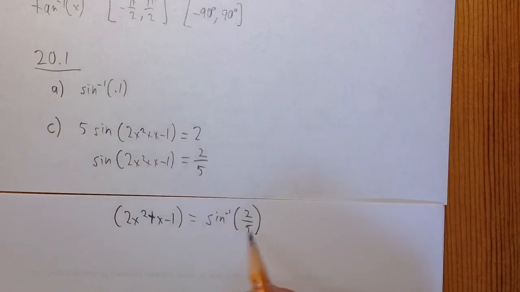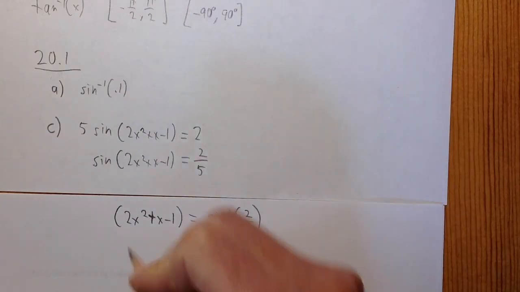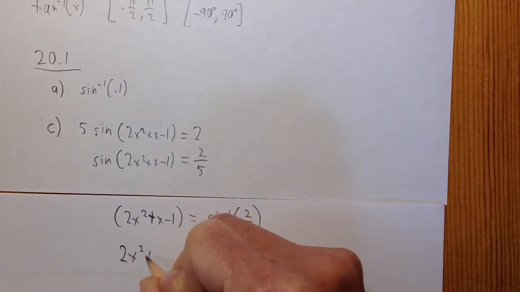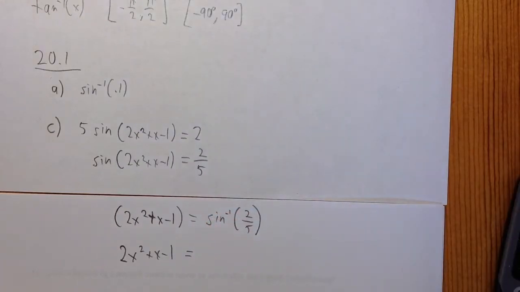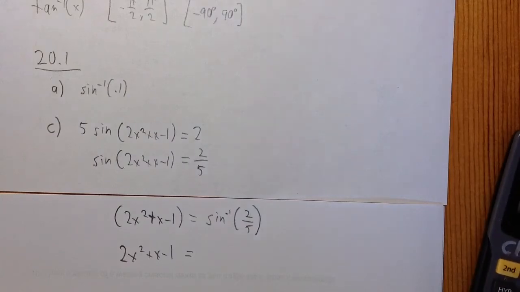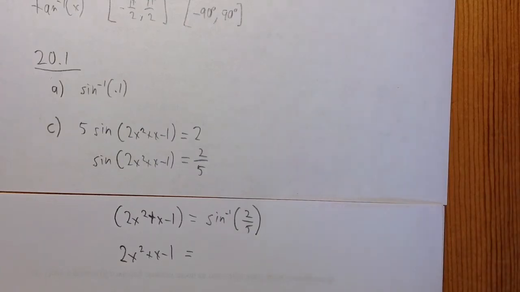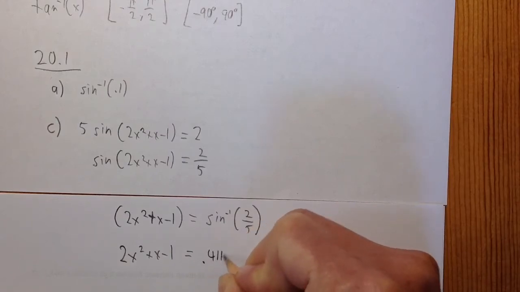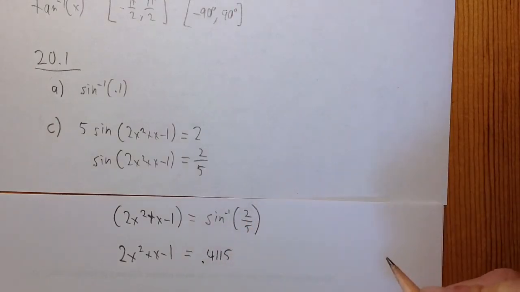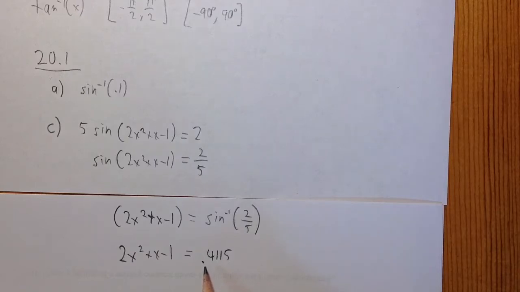Okay, well, what is the inverse sine of 2/5? You plug it in your calculator, 2/5, and you go inverse sine, and my calculator spits out 0.4115. Okay, now if we solve this, we're going to get maybe 2 answers because we get a plus or minus. They want 4 answers.